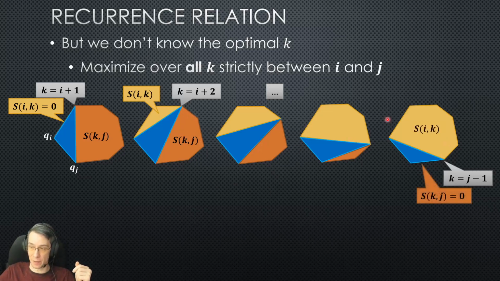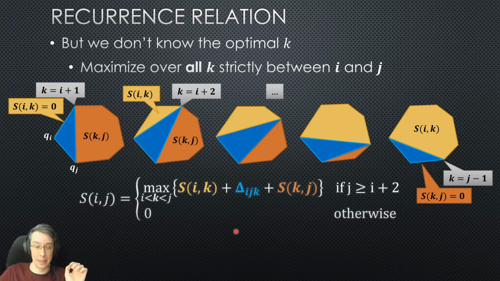And then here in the final diagram, we have S of i all the way up to k, and in this case, j is just k plus 1. So we have k and then k plus 1. This is a degenerate polygon. It's a two-gon that has 0 area, so there's no need to triangulate here, and this will contribute 0 to the result. Okay, so we want to maximize over all these choices of k.